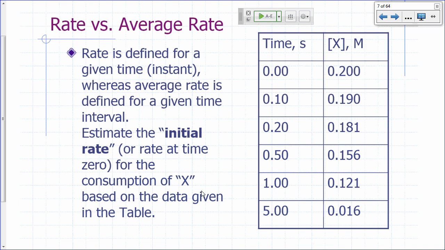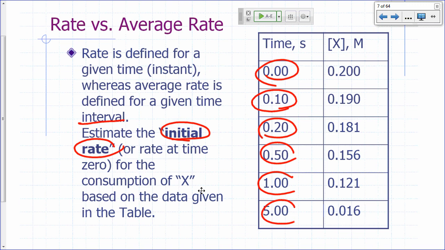Okay, so let's take a look at this. Rate is defined for a given instant, whereas average rate is defined for a given time interval. So let's estimate the initial rate for the consumption of X based on the data given in the table. What does initial rate mean? The rate at the very beginning, right? So what's the initial rate then? Which of these data are you going to use? Time 0, at 0.1 seconds, you have the concentration of X, 0.2, 0.5, 1, 5.